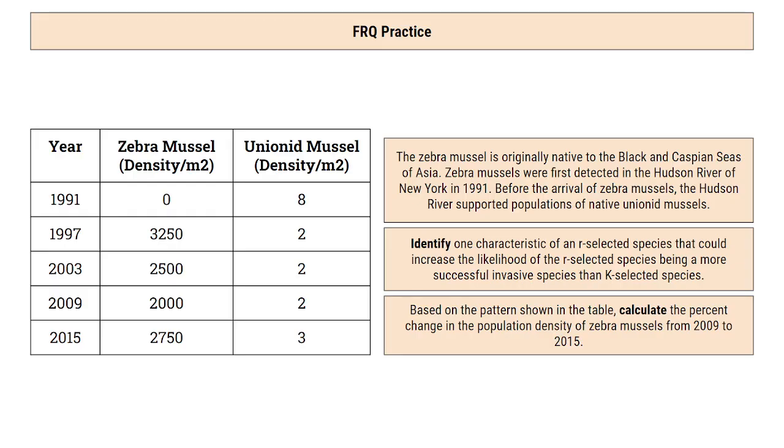Okay. All right. So here we have a table on zebra mussel and unionid mussels. Zebra mussels, I'll let you know, are an invasive species, while this is a native species. So you're going to be comparing the two and then seeing if you can identify some of those R-K selected characteristics about the population.